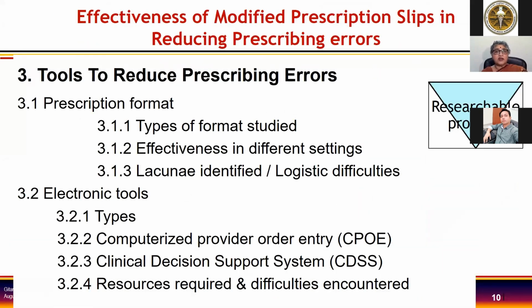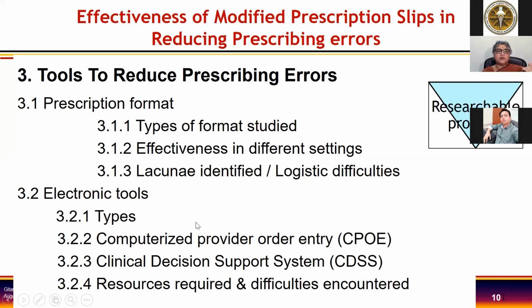Now, when you're talking of the researchable problem, in this we said that the tools to reduce prescribing errors would be the researchable problem which we want to focus on. So it could be on prescription format. You will have types, effectiveness in different settings, what are the lacunae identified, logistic difficulties. Under prescription format, do you have electronic tools, the types? Then under each type, you can list the types here. Then under each type, you can write a little bit and so on.